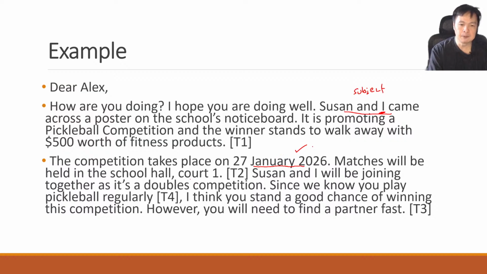You just use whatever is given to you. Right? For example, here, they say Court 1 in the school hall. Okay, so you do need to include Court 1. If you don't, then you risk losing 1 mark. All right. "Susan and I will be joining together as it's a doubles competition." Okay, since we know you play pickleball regularly, that's our T4. "I think you stand a good chance of winning this competition. However, you will need to find a partner fast," T3.